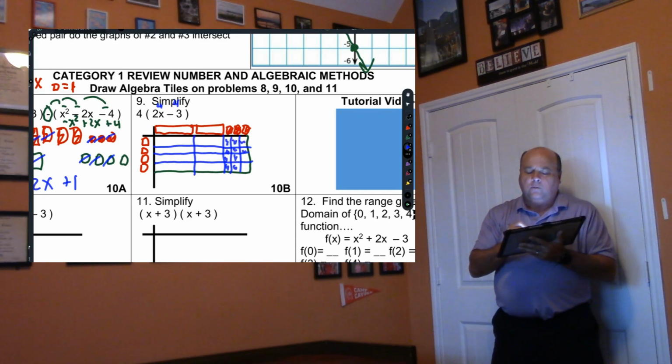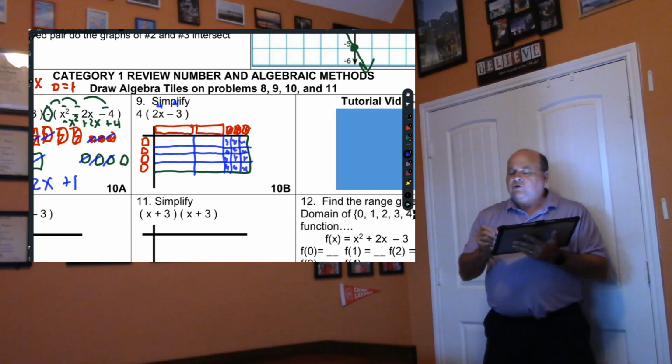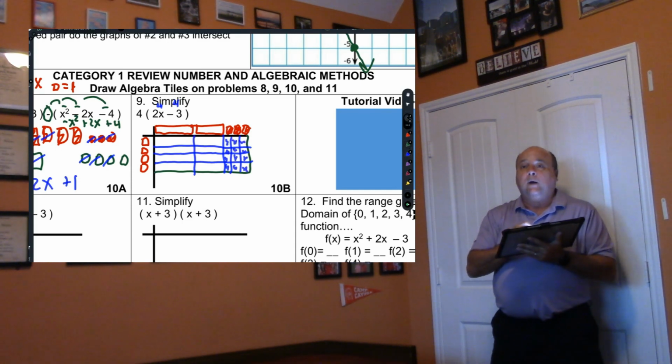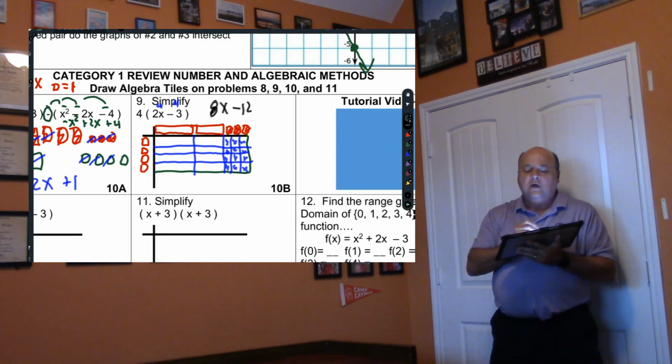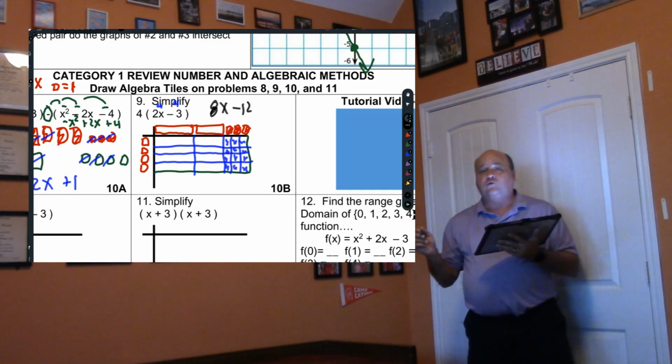Notice I'm squiggling them real small. Okay, so all my rectangles are open. I got 8 open rectangles, and I got 12 shaded squares. 4 times 2x is 8x. 4 times negative 3 is negative 12.